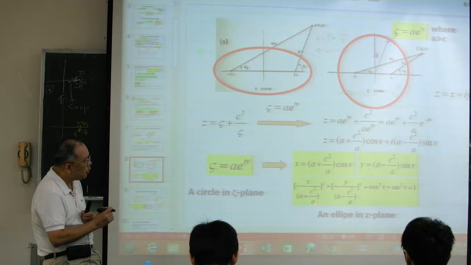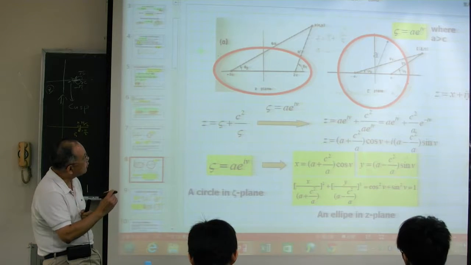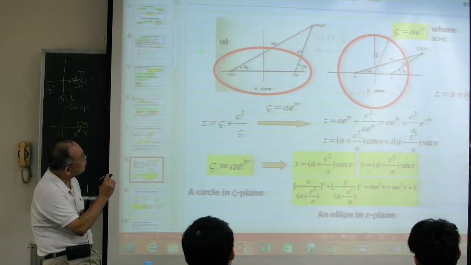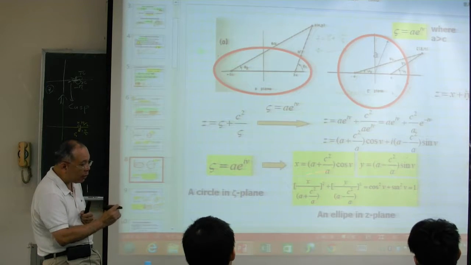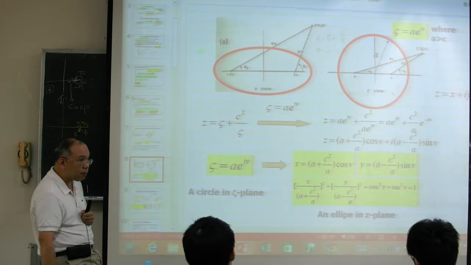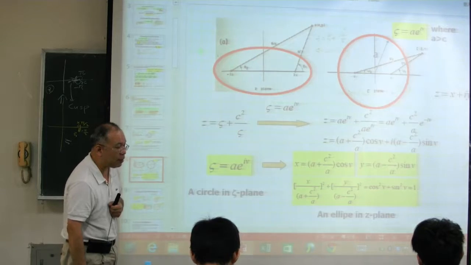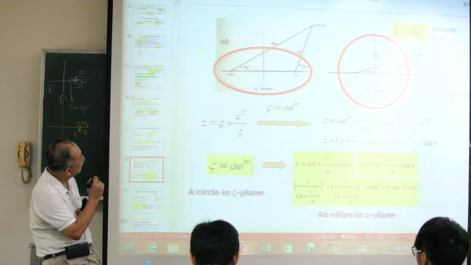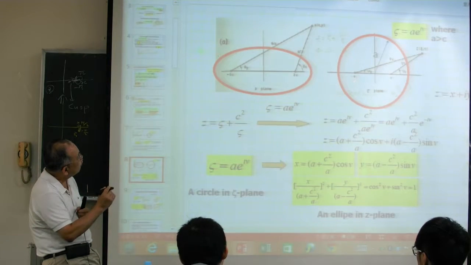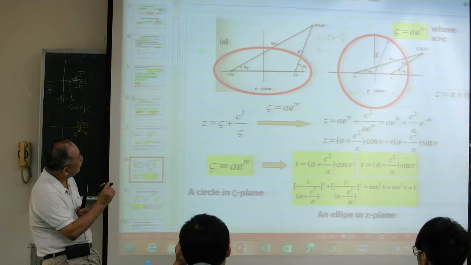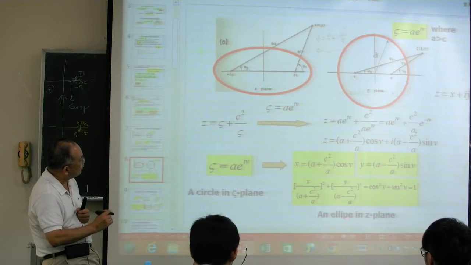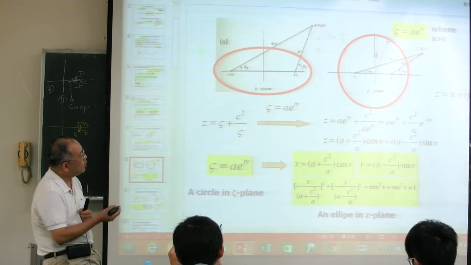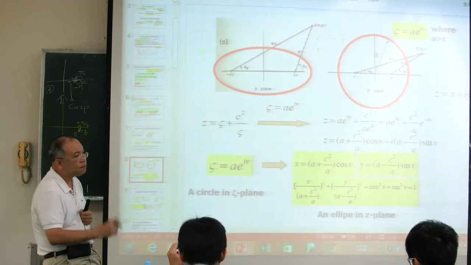formula here, and this formula tells us what? When we have the circle in the zeta plane, and this circle's radius is greater than C, through a transformation it becomes like this, and this is what? This is an ellipse, elliptical shape, right? It becomes an ellipse in the z plane. So through a transformation, the circle in the zeta plane becomes the ellipse in the z plane. So this is another example. You can see, for this example, we don't pass through a critical point.